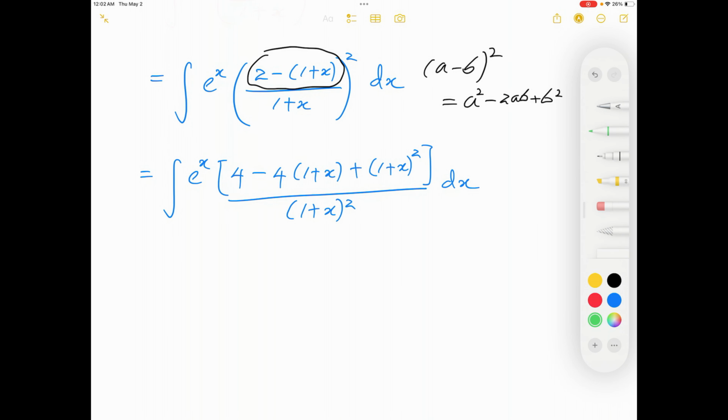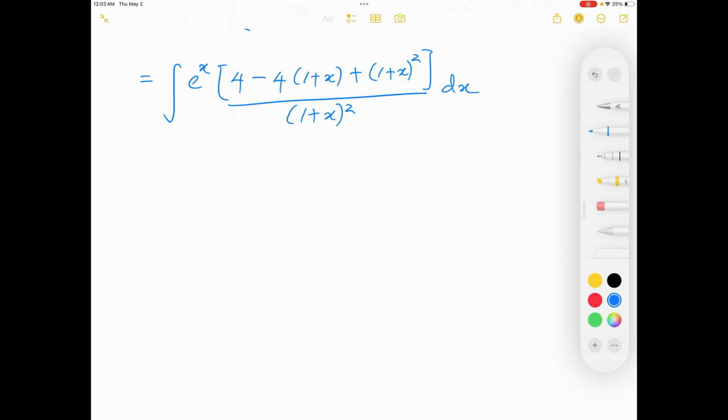What I'm going to do next is split this integral into 3 integrals as 4 over 1 plus x squared, 4 times 1 plus x over 1 plus x squared, and 1 plus x squared over 1 plus x squared. Then this integral becomes equal. The first term is integration e to the x times 4. That 4 I will write outside. Inside integration, I have e to the x. In the bottom, I have 1 plus x squared dx.